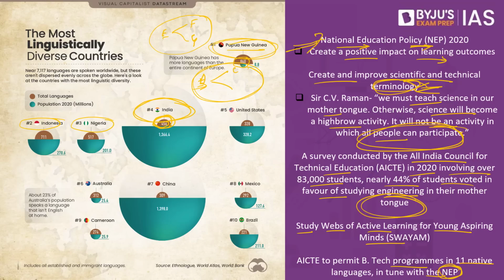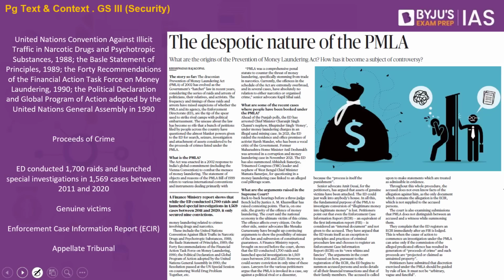Now let's look into the next article. This article says the despotic nature of PMLA. Let us try and understand what this article is all about. The article primarily focuses on money laundering. What is money laundering? As the very name denotes, laundering of money. Let me simplify this process for you.